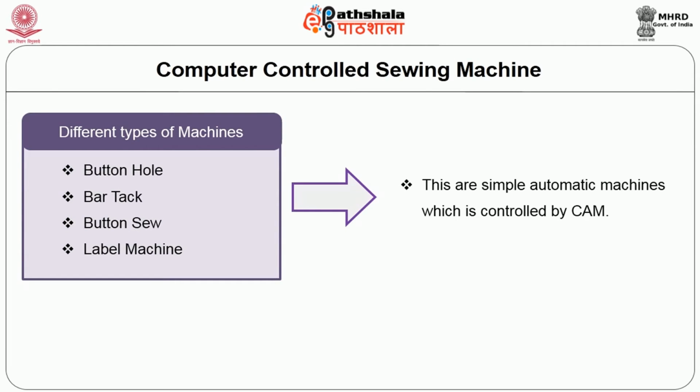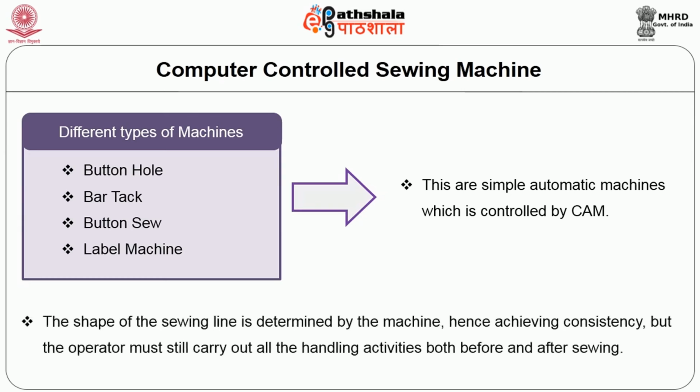Machines like buttonhole, bar tacking, button sew and label machines are simple automatic machines which are controlled by CAM, that is, computer aided manufacture. The shape of the sewing line is determined by the machine, hence achieving consistency must still be carried out by the operator in the handling activities both before and after sewing.